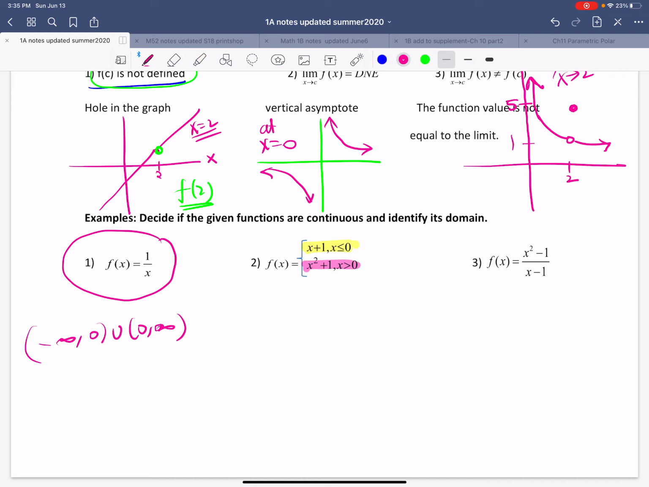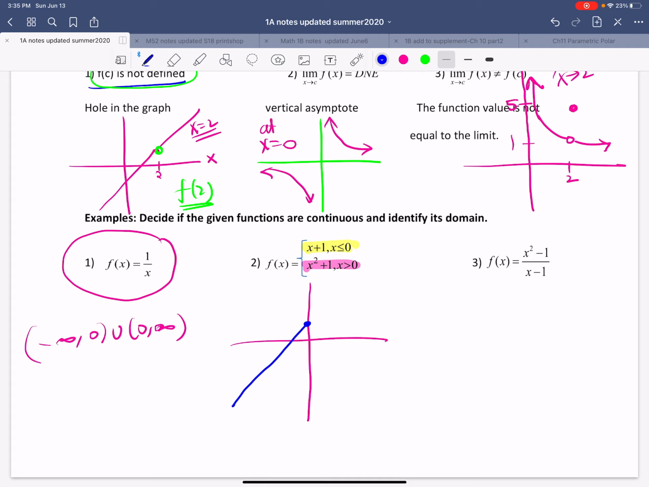So for this function, let's go ahead and graph this function and see what the domain is going to be. For x less than or equal to 0, I have x plus 1. So my graph is going to look something like this, and no holes here. There is going to be a closed dot because x is defined at 0, there is an equal sign here for less than or equal to 0.